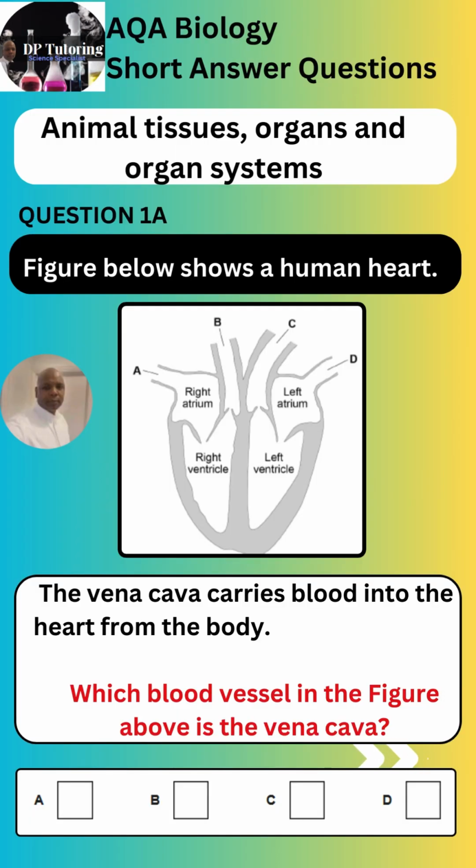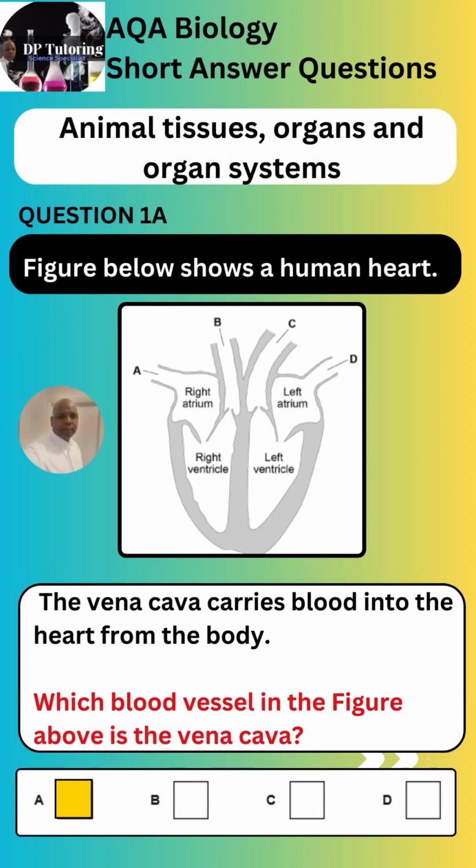Part A of the question simply asks you to identify the vena cava from the diagram above. You need to choose option A, B, C, or D. You need to remember that the vena cava carries blood into the heart from the body. The correct answer for part A is on screen. If you did not get this correct, please pause the video and review before you continue.